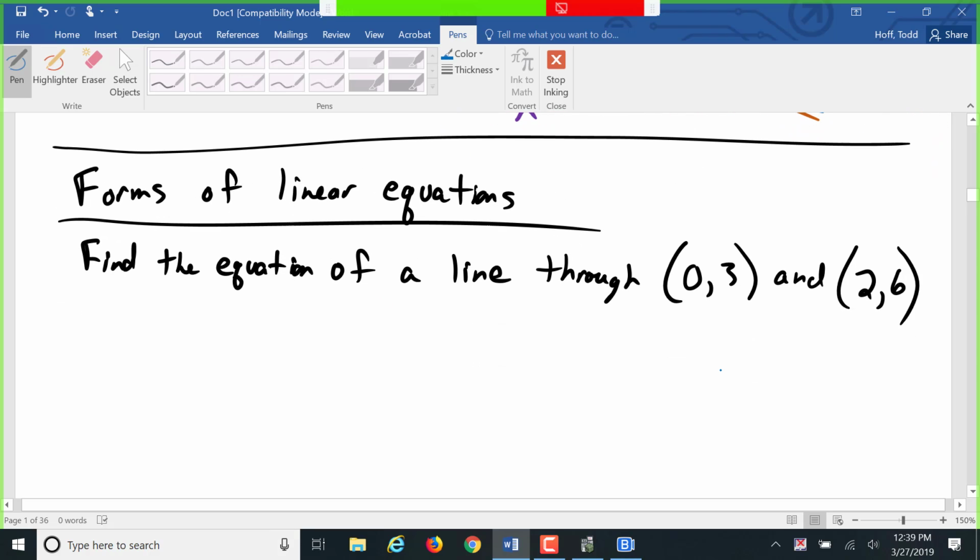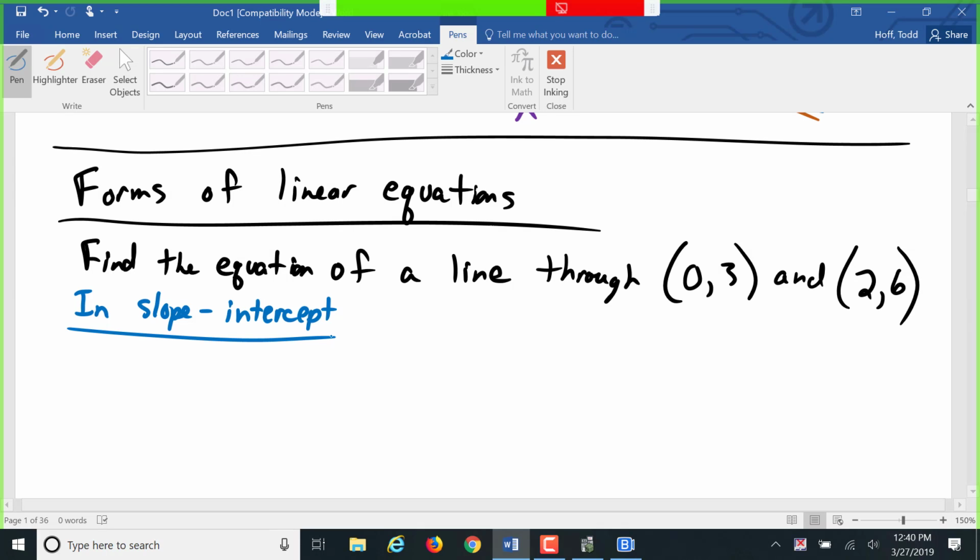Okay, sorry about that. So now looking at forms of linear equations, find the equation of a line through 0, 3, and 2, 6. Now, in many cases, you might be given a problem like this, and it's left up to you to decide what form you would like to put it in. But let's say that we ask you to put it in slope-intercept form. For this information, it would have been probably easiest to use slope-intercept form anyway, so we're not really sacrificing anything by forcing you to use that form.